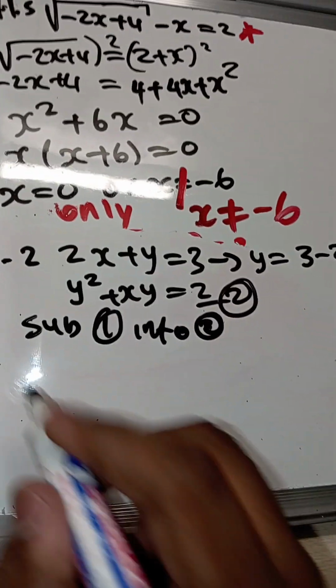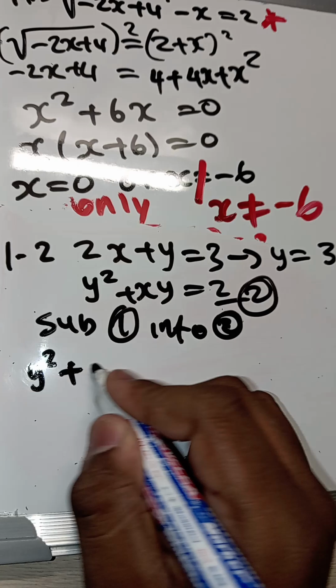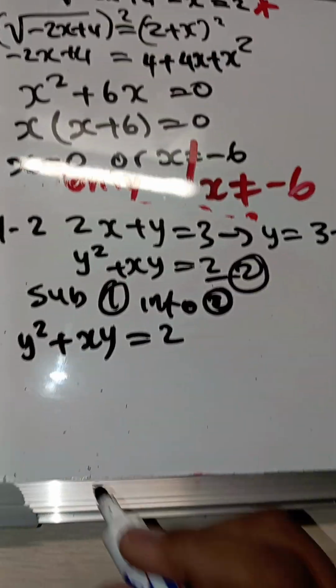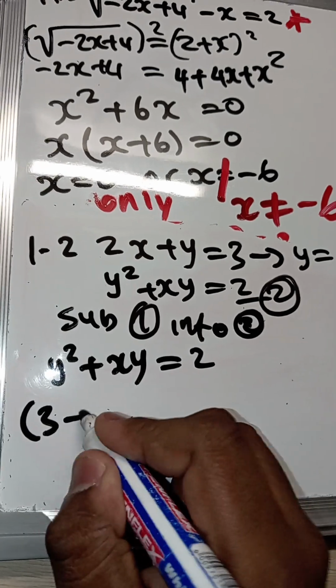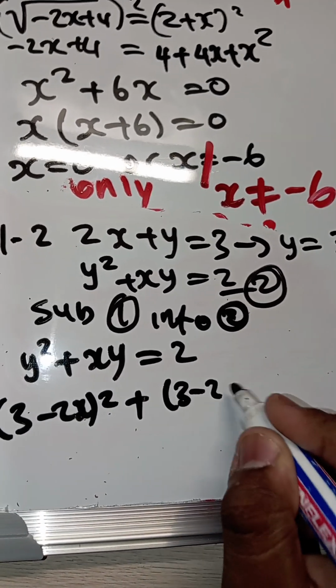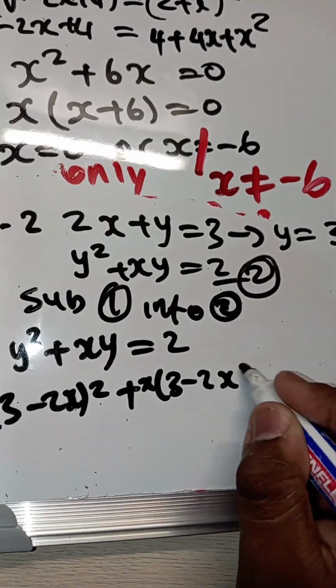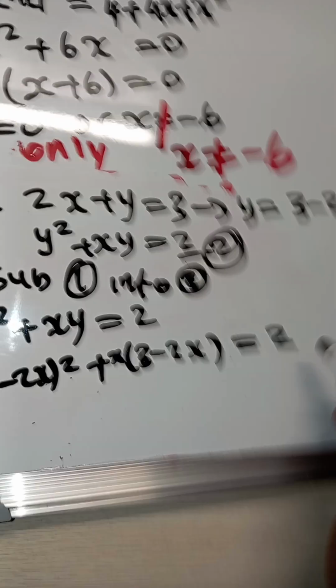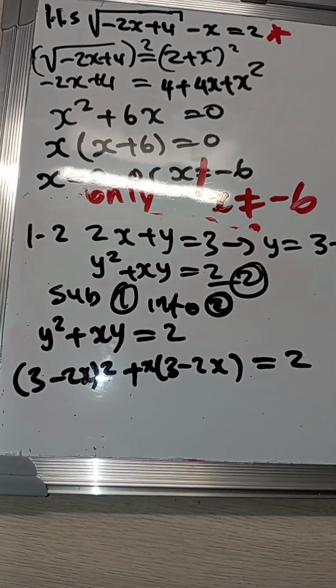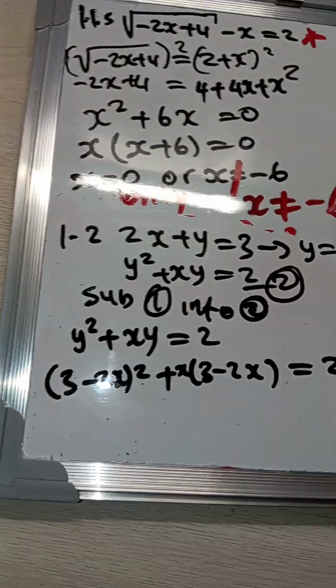I'm going to take equation 2: y squared plus xy equals 2. Where there is y, I substitute what? 3 minus 2x. So (3 minus 2x) squared plus x times (3 minus 2x) equals 2. Can you see what I have there, guys? Now I have to expand everything.